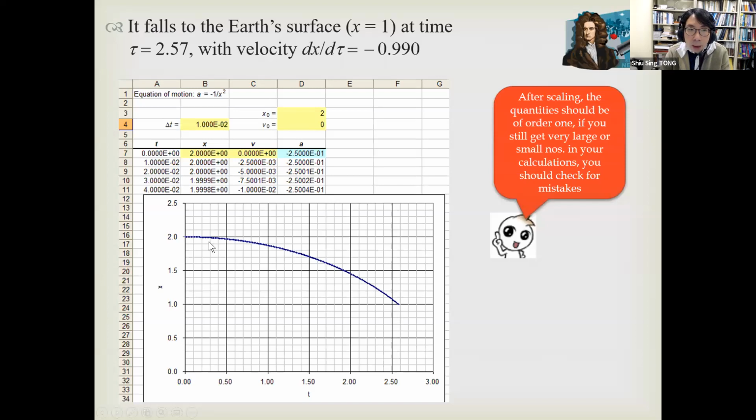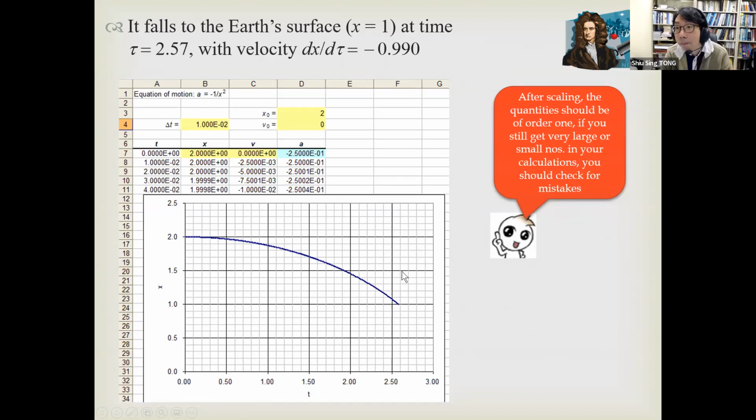Now, it is very clear that when tau reaches 2.57, this value I read off from the Excel table. Now, don't rely on the graph in determining this time, because it's not accurate just by looking at the graph to determine the time of impact. You have to go to the Excel table to look at the time where x is equal to 1.